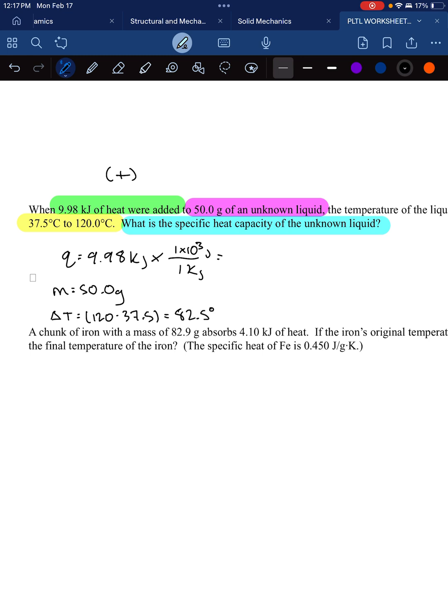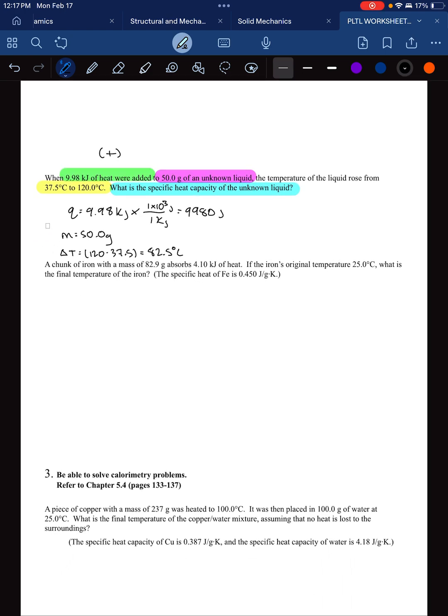(82.5 degrees Celsius). And let's go ahead and change this to 9980 joules. And now we're looking for specific heat capacity. So if Q equals MCΔT, then specific heat capacity is going to be Q over MΔT.